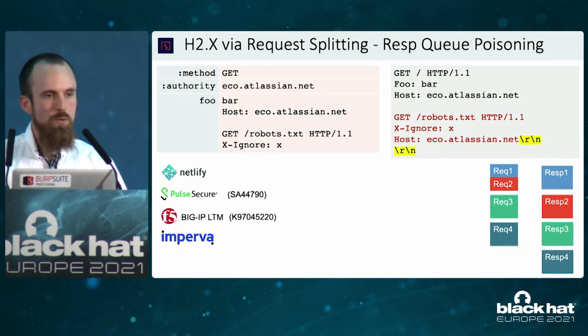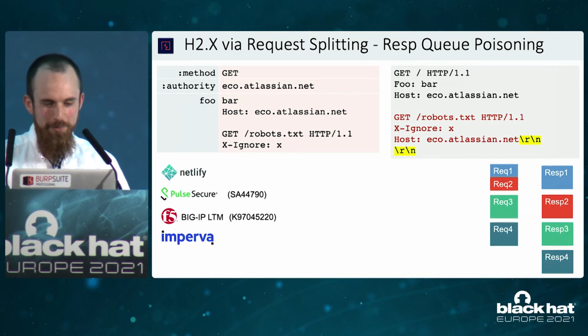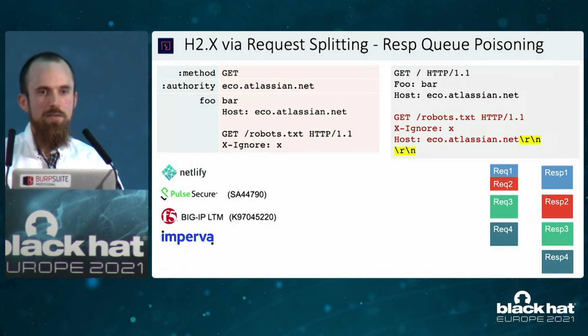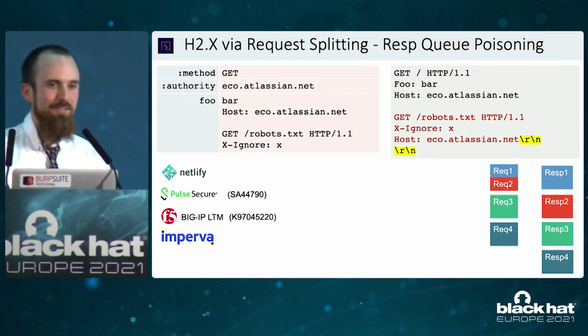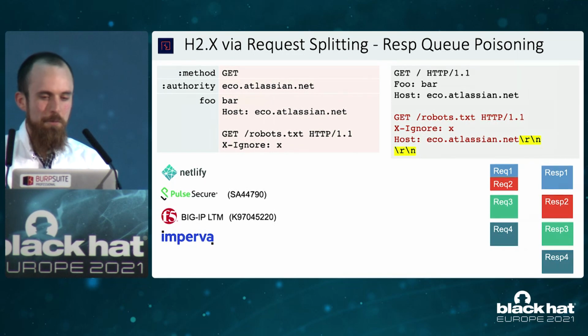This technique, as we saw, worked on Netlify. It worked on Jira because they were using the Pulse Secure Virtual Traffic Manager front end. You might have heard of Pulse Secure. It also worked on F5's Big IP load balancer, and it also predictably worked on the Imperva web application firewall, even after they'd fixed the previous issue.